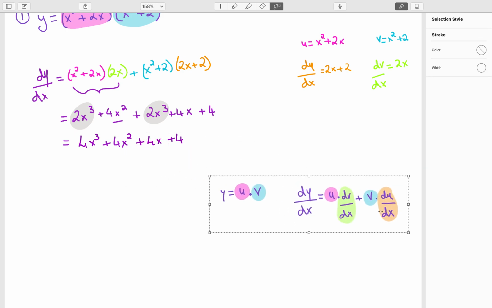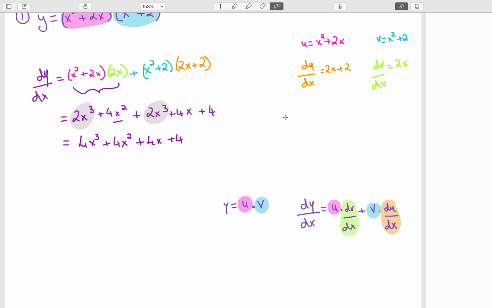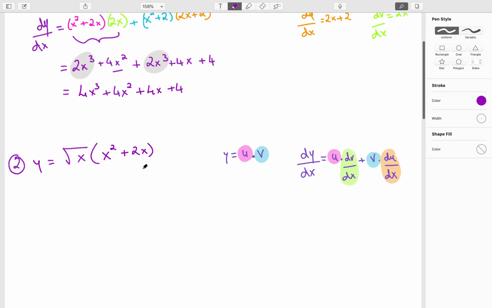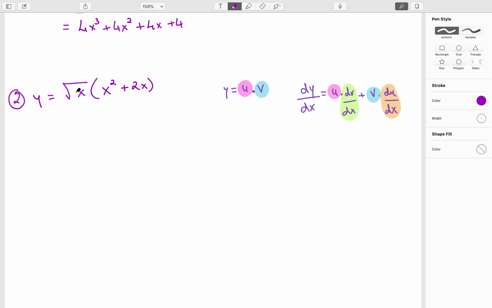So let's try another one. Let's step it up a bit and do one with a square root in it, which you found a bit tricky today. So for example, we must always write y or f of x equals. So y equals the square root of x times x squared plus 2x. Keep it nice and simple for the rest of it. When I'm writing root x out, I would remember that I can write root x as x to the power of a half.